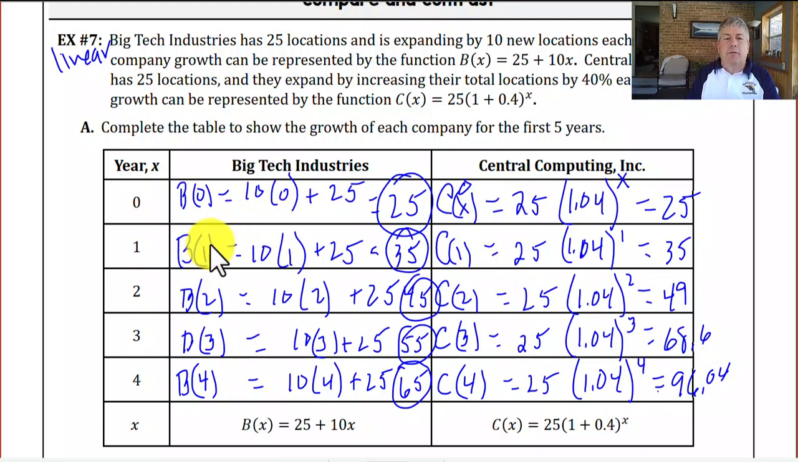So I took the liberty of substituting x in for Big Tech Industries for each year. X is 1, 2, 3, and 4. And we see that those are increasing linearly by 10 per year. So 25 to 35 to 45 to 55 to 65. Whereas with the exponential growth, we're starting at 25, and after 1 year, they're at 35, a 40% increase. But then it's 40% on top of 40%, it's 49, and then 68.6 and 96.04. So these differences are growing at a faster rate. So thus exponential growth.